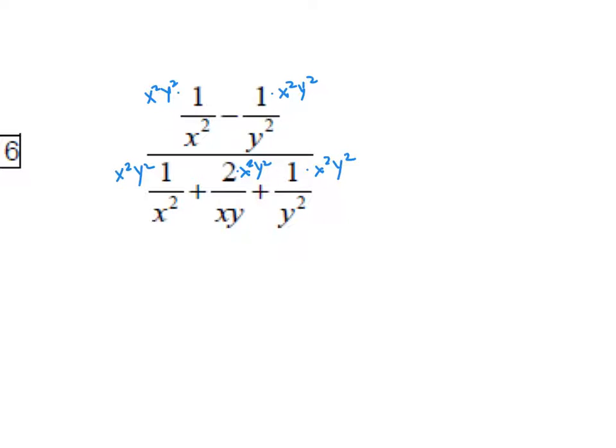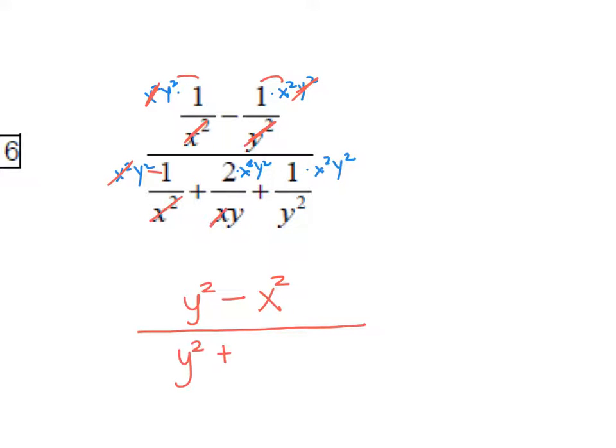Okay, now we're going to simplify. Remember, we're looking to cancel out our denominators. So this x squared cancels with this x squared, and we have y squared times 1, which is just y squared. Bring down your minus sign. This y squared cancels with that y squared, so we have x squared times 1 all over. This x squared cancels that x squared, so y squared times 1 is y squared. Bring down our plus sign.